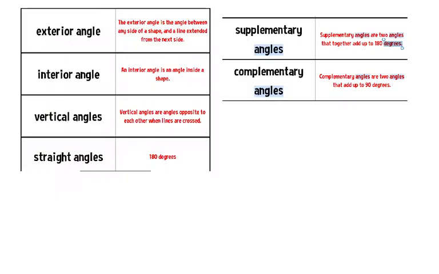All right. A couple other things. An exterior angle is an angle between any side of a shape and the line extended from the next side. An interior angle is an angle inside the shape. We just talked about vertical angles and straight angles, and that those are 180 degrees. We talked about supplementary, two angles that add up to 180 degrees, and complementary, which add up to 90 degrees.